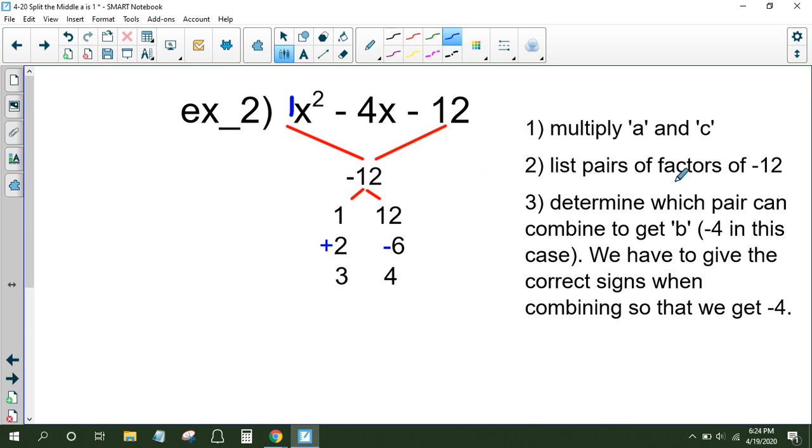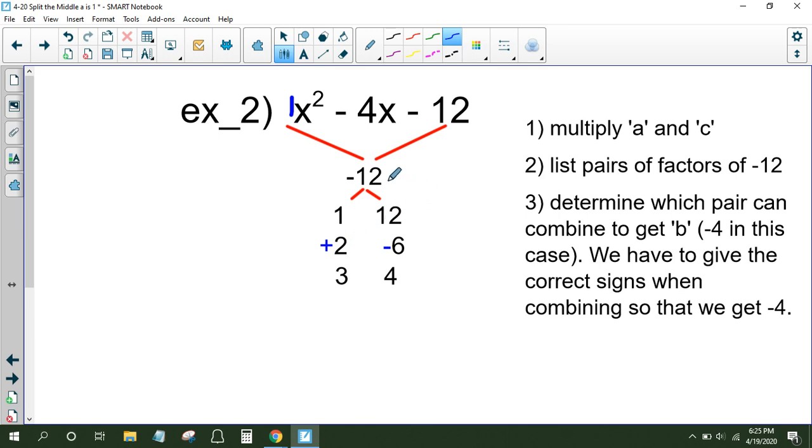Step number 2, we're going to list the pairs of factors of negative 12. I'm not going to worry about the signs of the numbers just yet. I'm just going to worry about what two numbers would multiply to 12. So 1 times 12 would give us 12, 2 times 6 would give us 12, and 3 times 4 would give us 12.